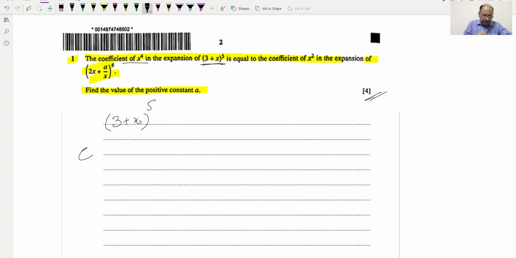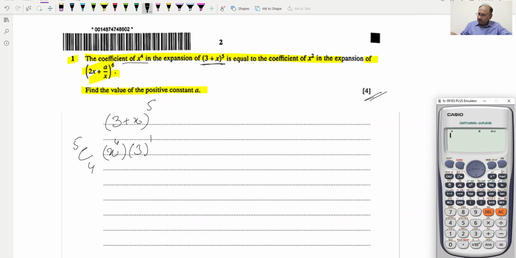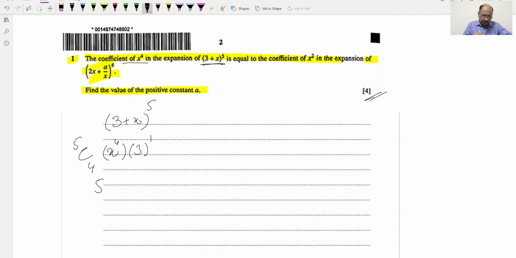So we will write 5C4, x^4 and 3^1 by binomial expansion. This will be the term we are looking for. 5C4 is 5. So we can write 5 into 3 and x^4, which is basically 15x^4.